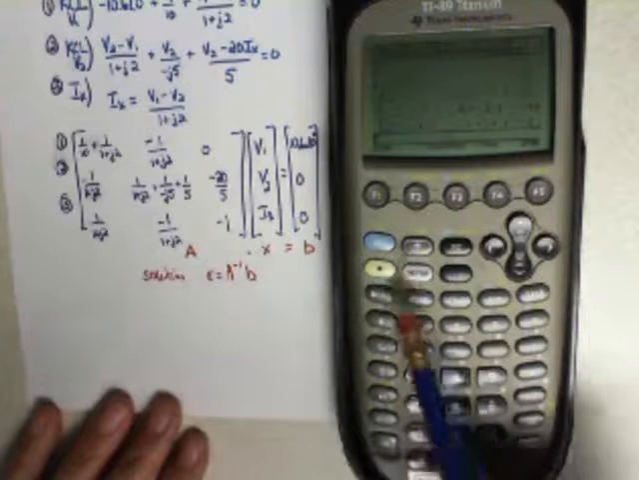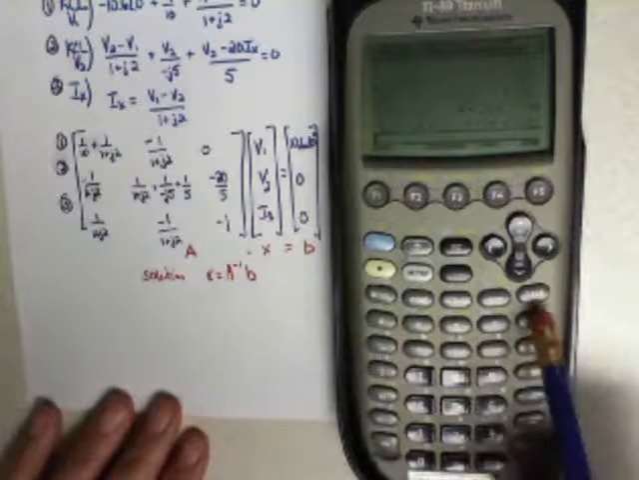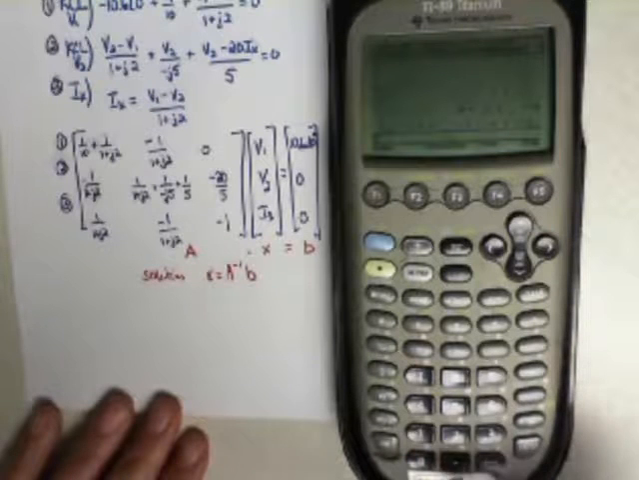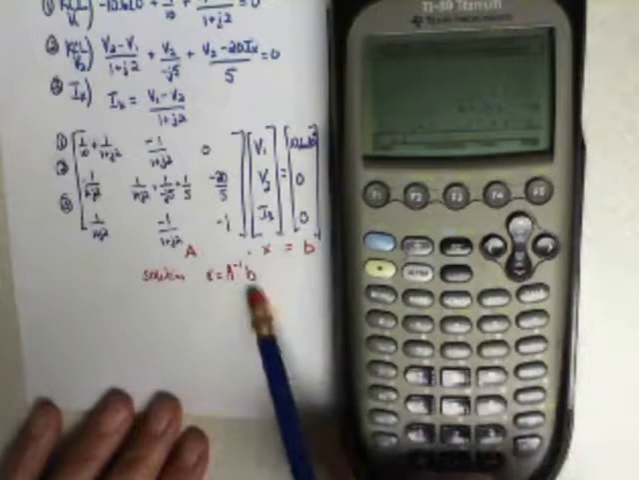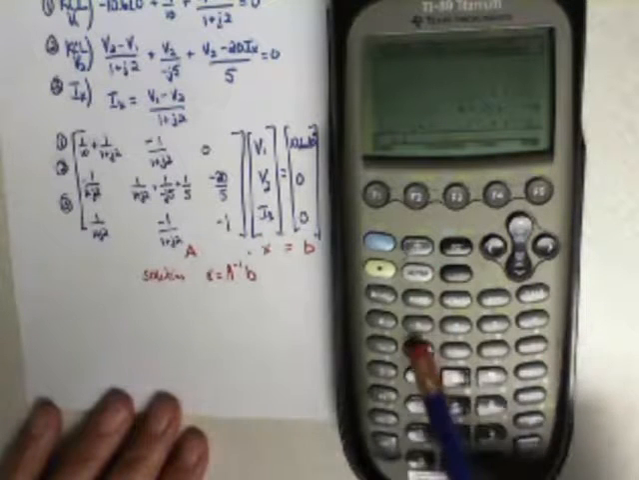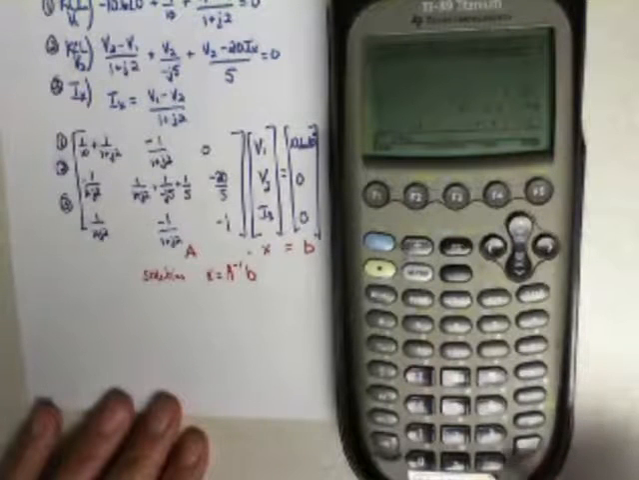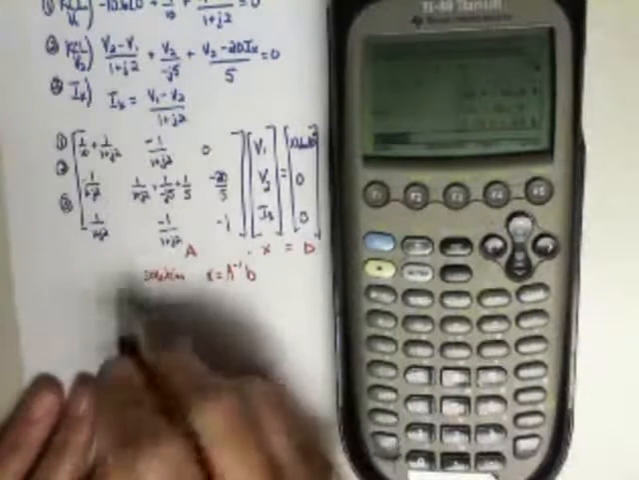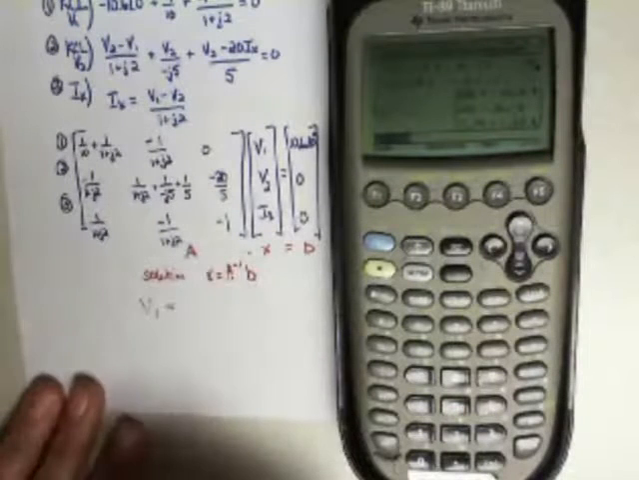The result is also a vector of 3 rows and 1 column in the order that you've entered your equations. So we can conclude that the value of V1 is 68.4 minus j16.8, etc.